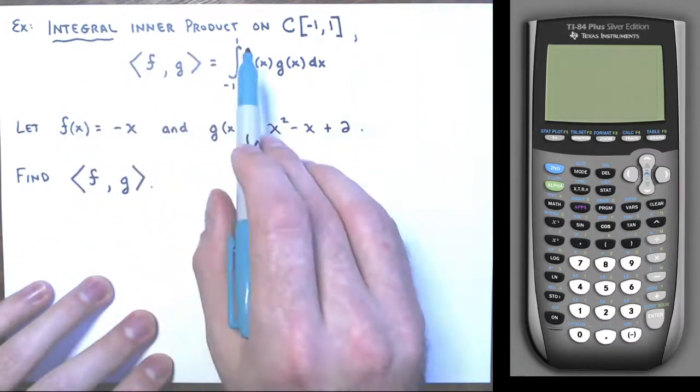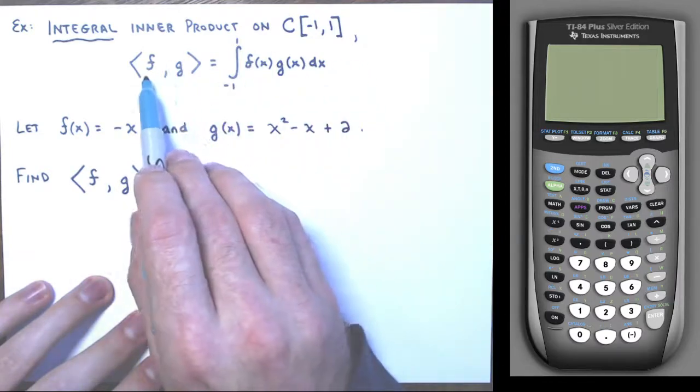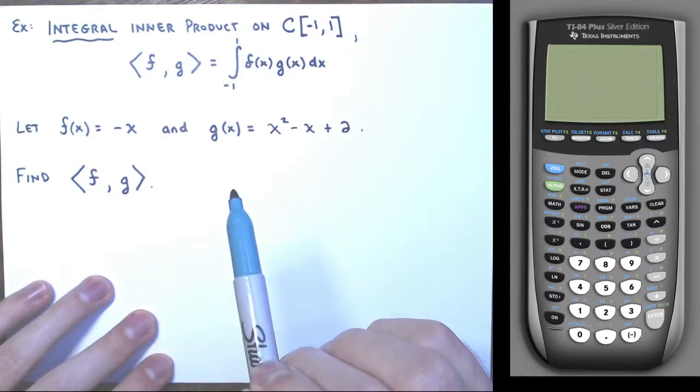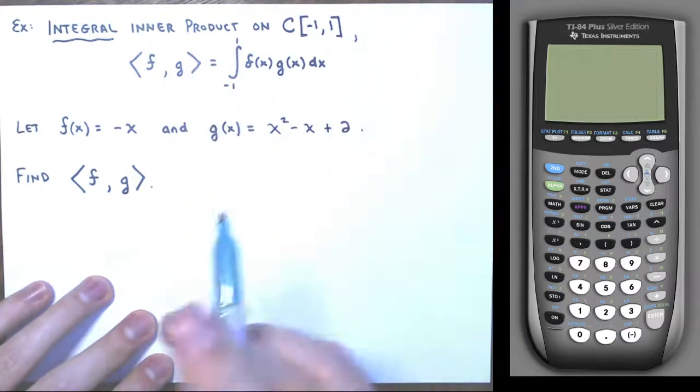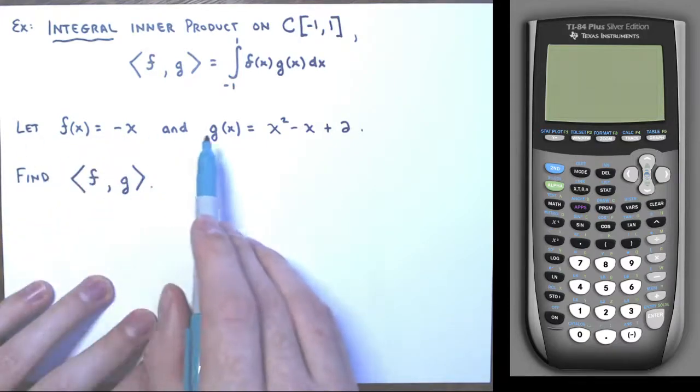Again, it's going to end up with some real number, right? My input is two vectors, two continuous functions. My output's going to be a real number, and it satisfies all four. This rule should satisfy all four of those inner product axioms, and you can verify that on your own if you wish. All right, so suppose these are my two vectors, just a couple polynomials.